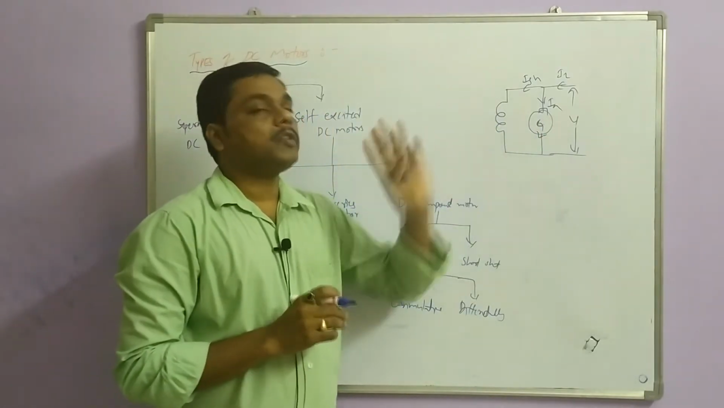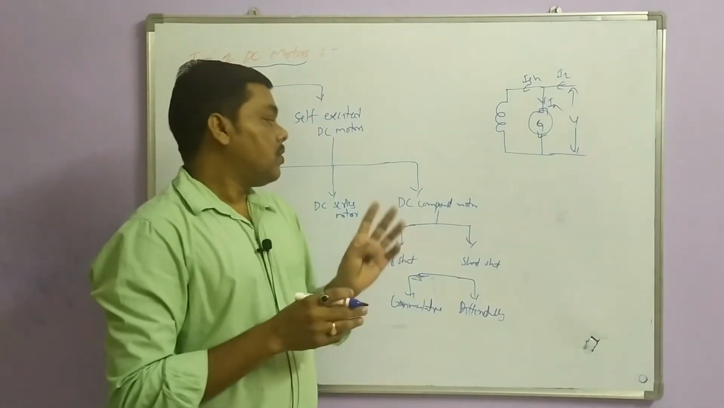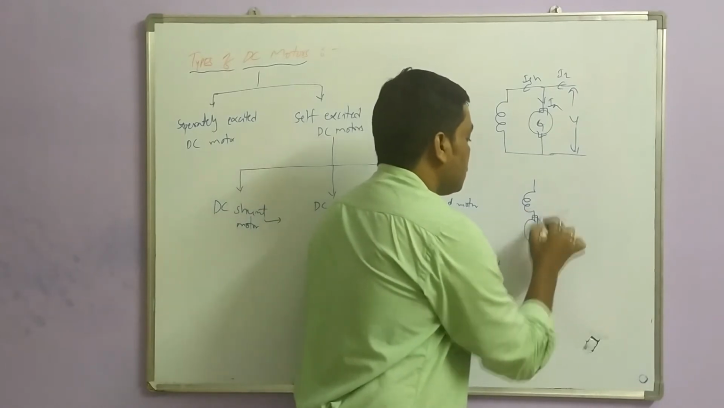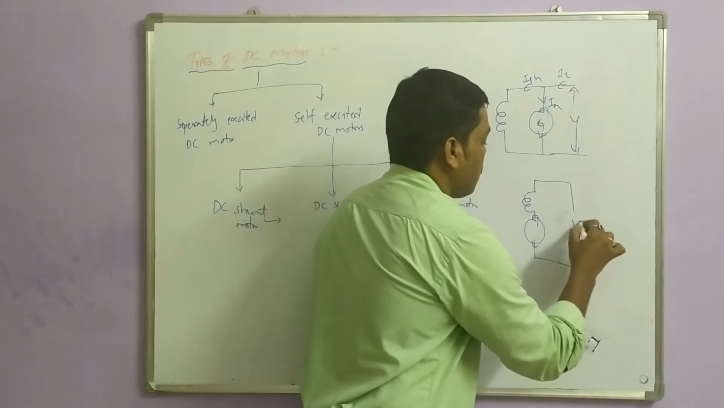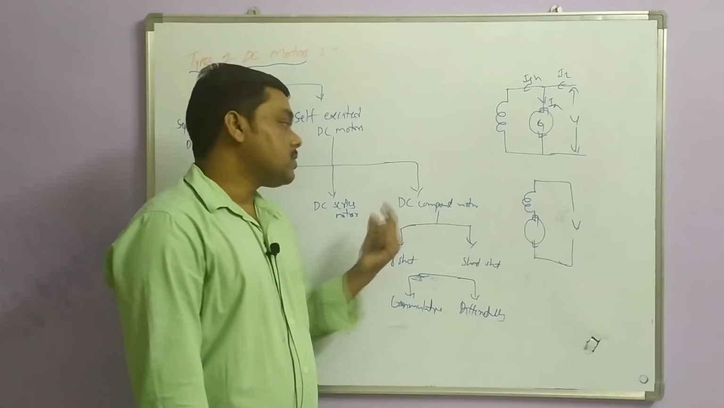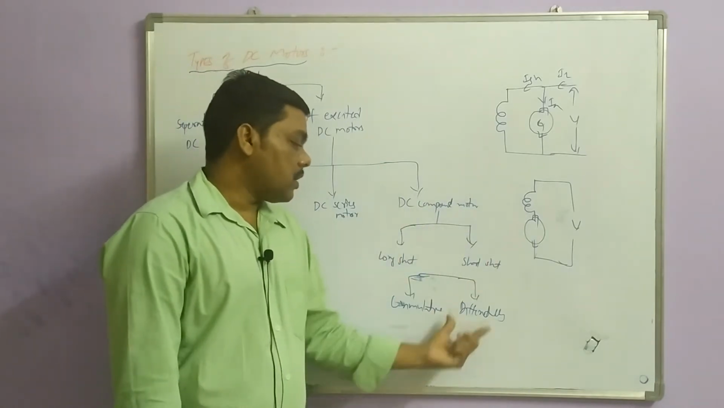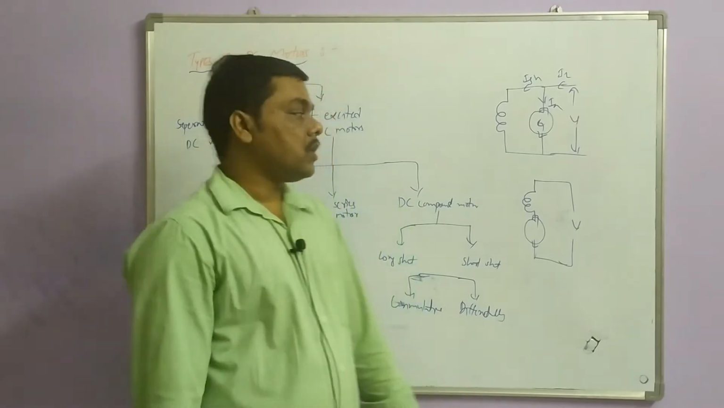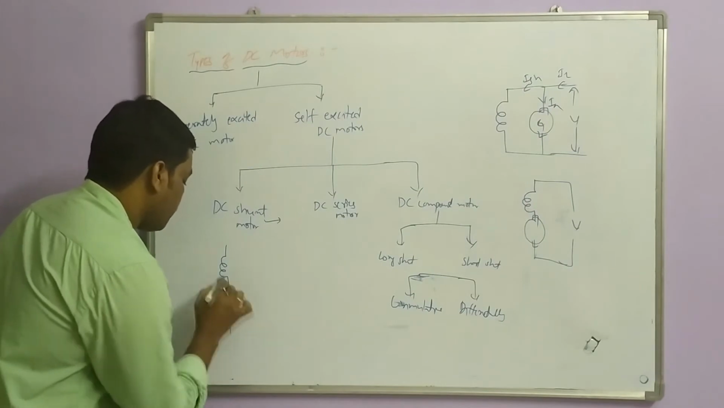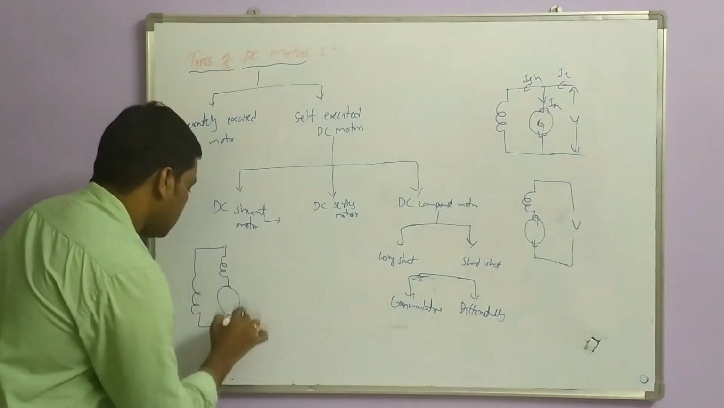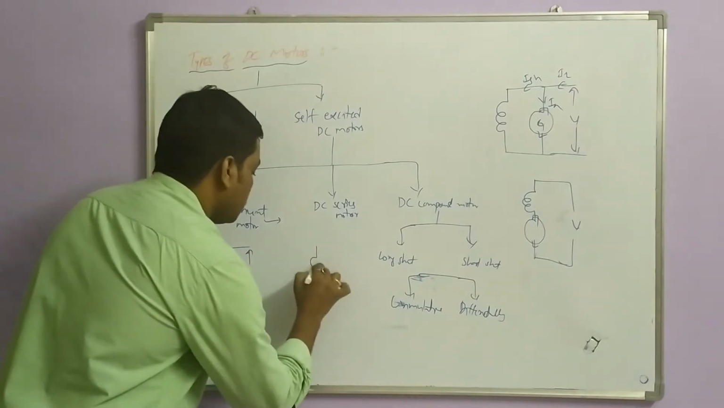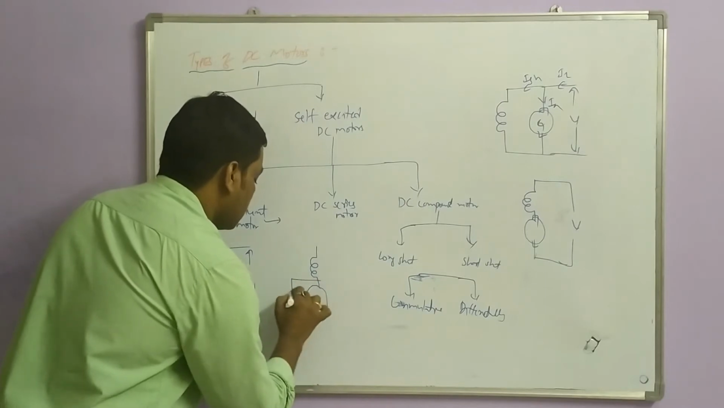Field winding and armature both are connected in parallel, whereas in the series motor, series winding and armature are connected in series. And when series and shunt both windings are connected, we call it a compound motor. We can see here the series winding, and the long shunt is connected here. Similarly, the short shunt is also connected across.